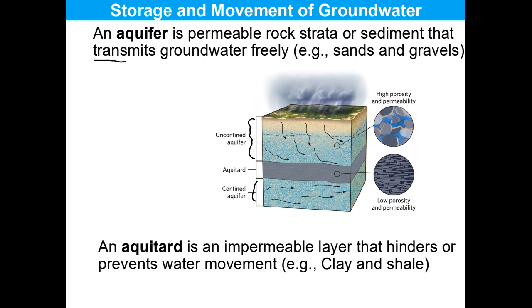Same thing here. This rock allows the water to go through, so it's also an aquifer. But the rock that is impermeable is qualified as an aquitard. So an aquitard is an impermeable layer that prevents the water from moving freely. Like, for example, clay. Actually, it's not low porosity. It's high porosity and low permeability, to be precise.